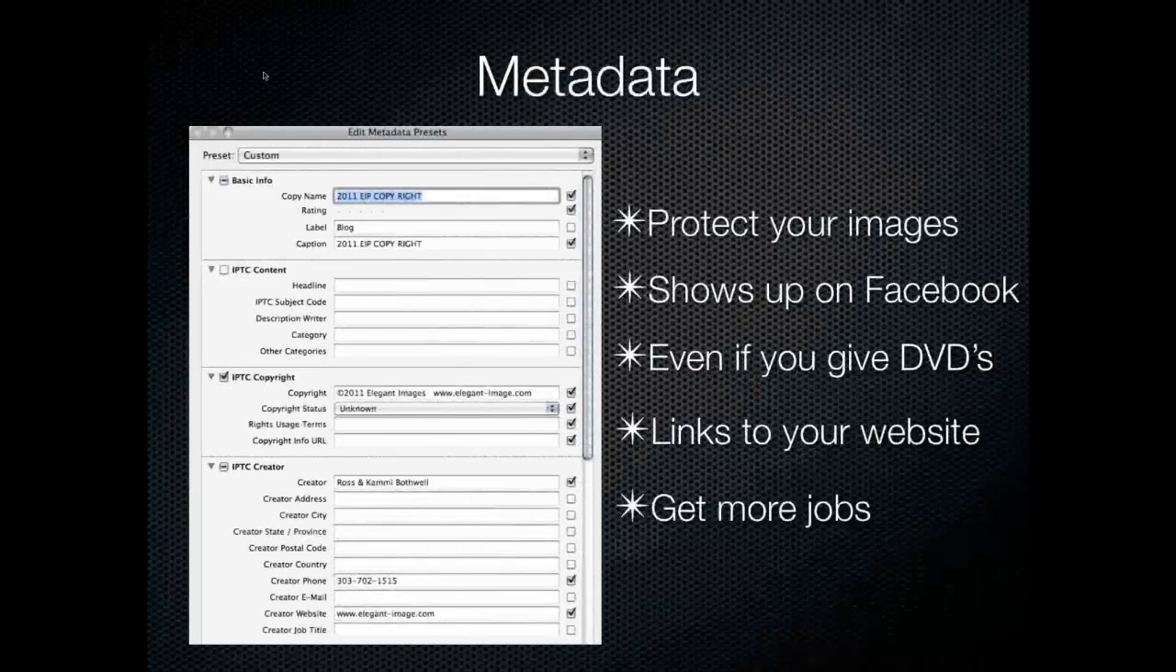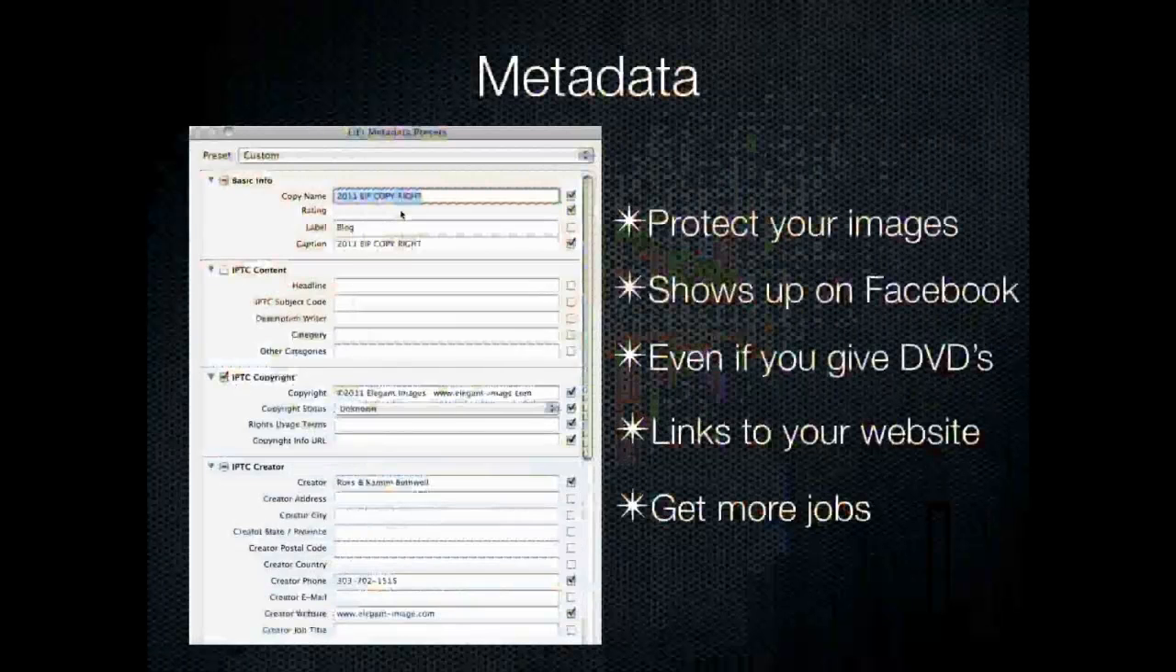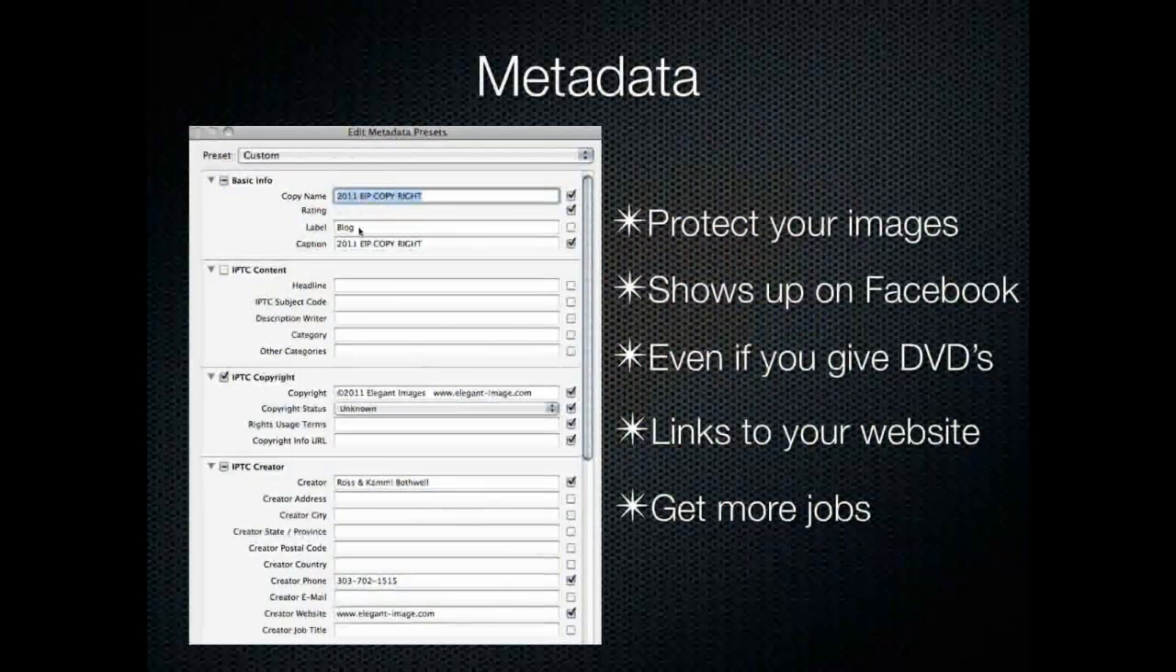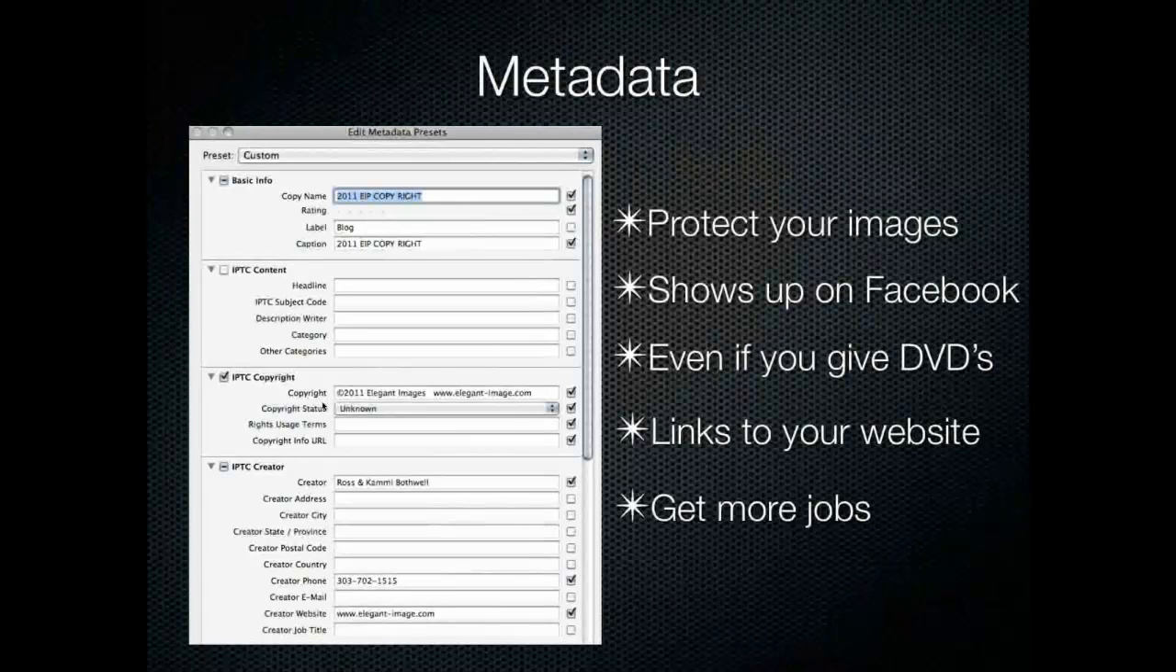So in your metadata presets, you're going to create a name. I do 2011. This is my copyright. If I've rated it or labeled it, which I did, I labeled it blue, blog will show up. And then my caption, it says copyright. Down here, I put my copyright information, the year, and also my website.